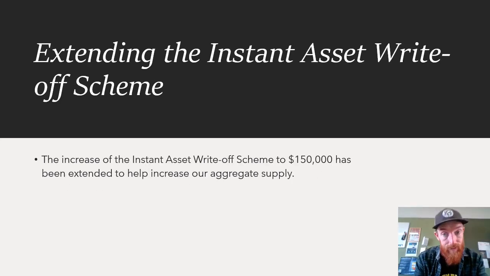We also have an extension to the instant asset write-off scheme. This policy has been around for a long time, but last year during the pandemic was increased up to $150,000 of writing off of assets for businesses. The whole idea of this is that, and this is an aggregate supply side policy as well, which I'll throw up here. It's an AS policy.